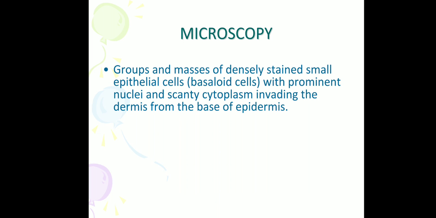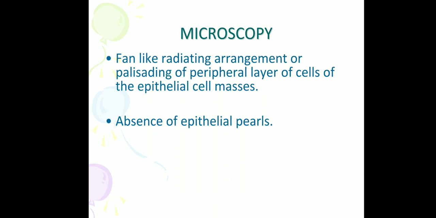Microscopically, there are nests, groups and masses of densely stained small epithelioid cells, that is basaloid cells, with prominent nucleoli and scanty cytoplasm invading the dermis from the base of the epidermis. There is a fan-like radiating arrangement or palisading of the peripheral layer of the cells of the epithelial cell masses, and absence of epithelial pearls. Epithelial pearls are a characteristic feature of squamous cell carcinoma and not basal cell carcinoma.